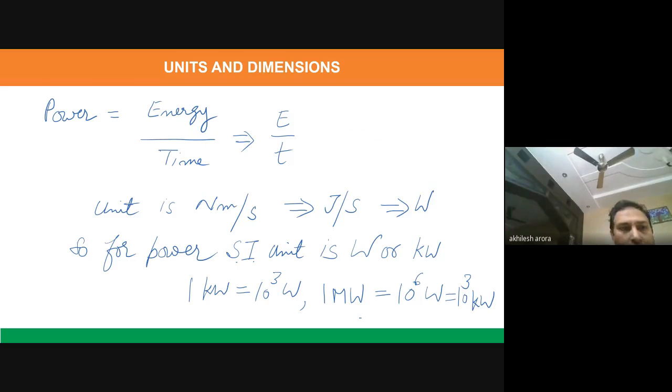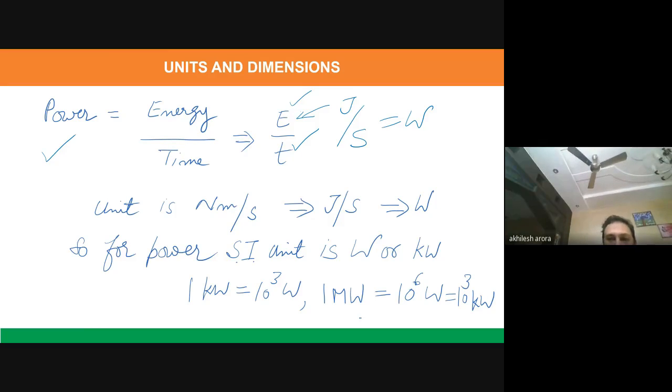Okay, power, if you want to calculate, it is equal to energy per unit time. So the unit is joule per second, and joule per second is nothing but watts. Okay, so I can have other units for power also. For example, I can go for kilowatts. So 1 kilowatt will be equal to 10 raised to power 3 watts. 1 megawatt will be equal to 10 raised to power 6 watts, which is equal to 10 raised to power 3 kilowatts. Okay, so this was about units and dimensions.